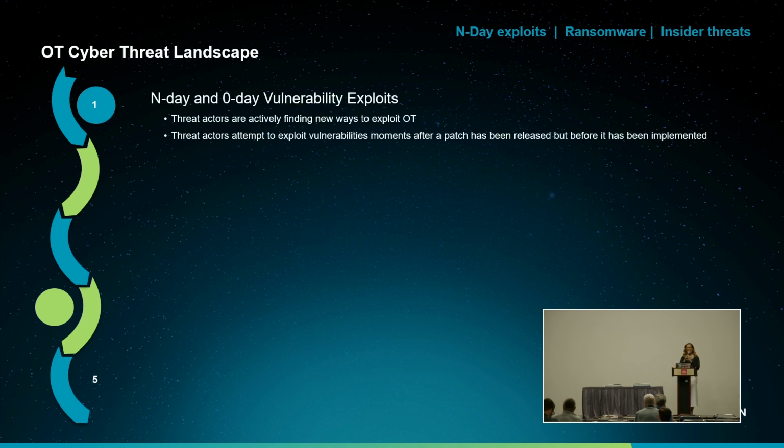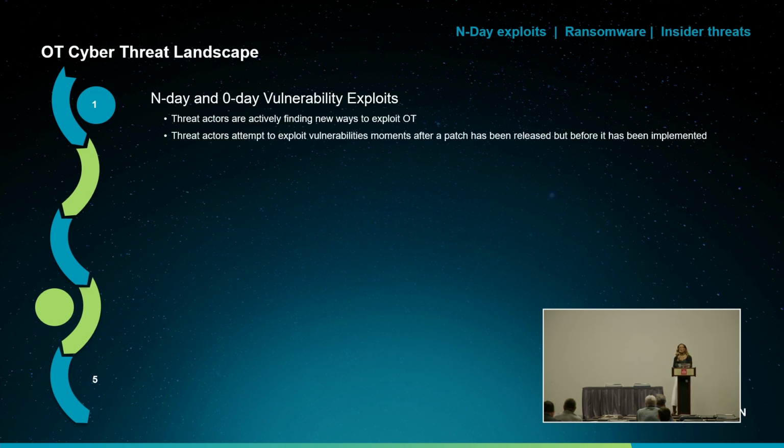First, you have N-day and zero-day vulnerability exploits. We know what zero days are, but I really want to focus on N-days because I personally feel that's the more important threat to industrial control systems. With N-day vulnerabilities, threat actors wait until a vulnerability is disclosed by the OEM, the original equipment manufacturer, so that they can create an exploit for it.